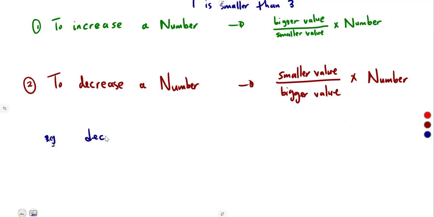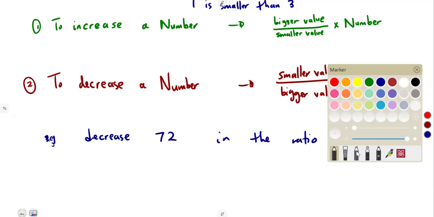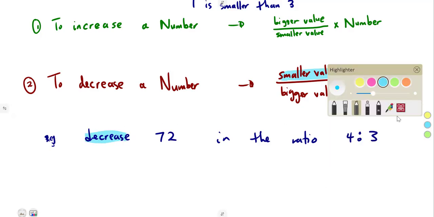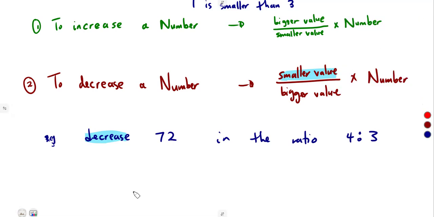Let us decrease 72 in the ratio 4:3. Decrease, meaning you must consider the smaller value on top. So in our case, our decrease is going to be the smaller value, 3, that is our smaller value compared to 4. 3 over 4 times 72, the number that you're given.